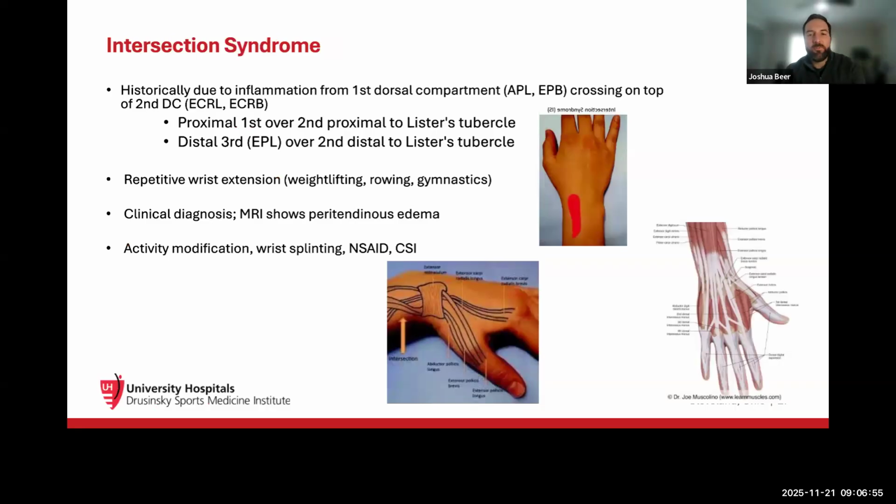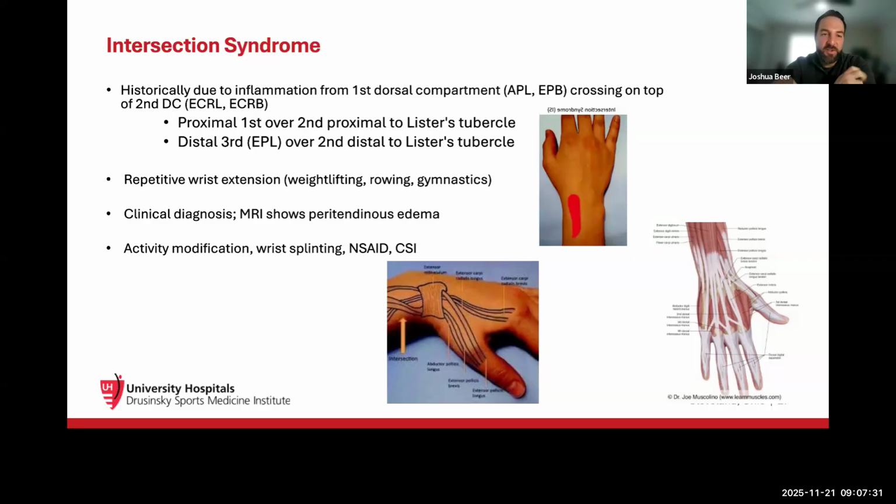As far as conditions go, intersection syndrome is one you'll definitely see mentioned on boards. Historically, it's been thought there's just one type of intersection. However, some of the questions will differentiate between a proximal and a distal. The proximal, which is the more historical one, is where the first dorsal compartment crosses over the second dorsal compartment about the level of Lister's tubercle. So when you're scanning with ultrasound, you actually can see those tendon fascial planes cross over one another.